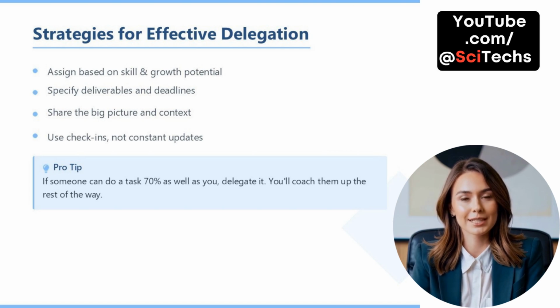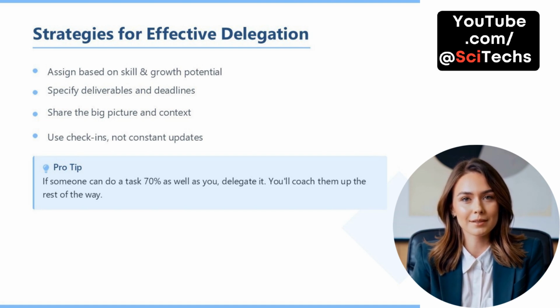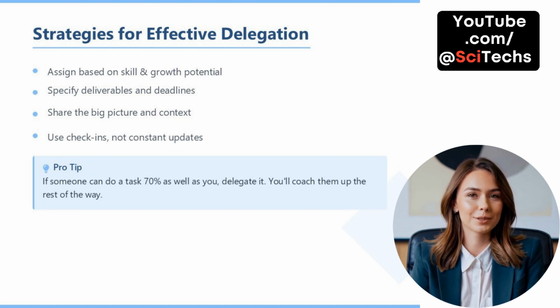Strategies for effective delegation. To delegate effectively, match tasks to team members based on their skills and growth potential. Be clear about deliverables, deadlines, and context. Help them see the bigger picture, not just what to do, but why it matters. Check in at structured intervals rather than micromanaging every step. This builds trust and allows autonomy.